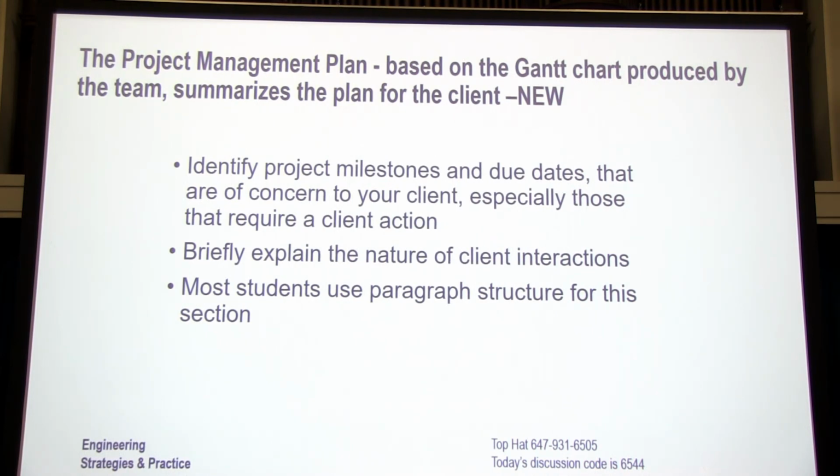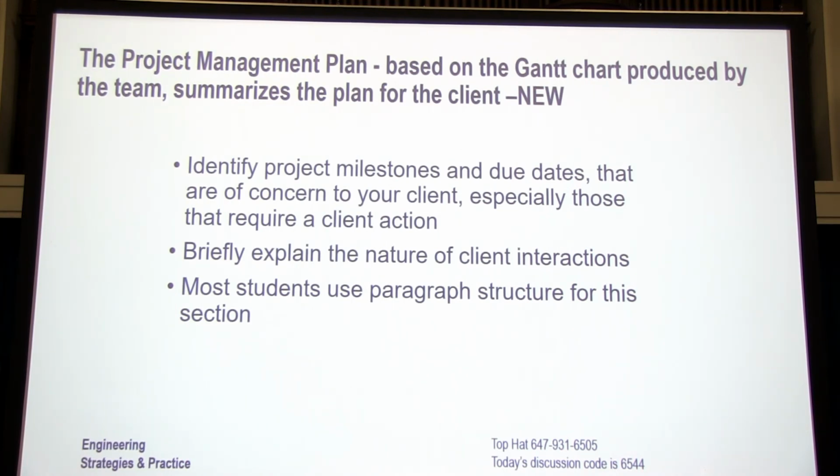The project management plan is just that small part of the Gantt chart that is of concern to the client. Your Gantt chart's going to go to your project manager, and it breaks everything down so that your project manager can keep track of who's doing what and who's on track. Your client doesn't need all of that. Your client just needs to know, what are the major steps? What do I need to know in the immediate future? And what do I have to look out for in the far future?